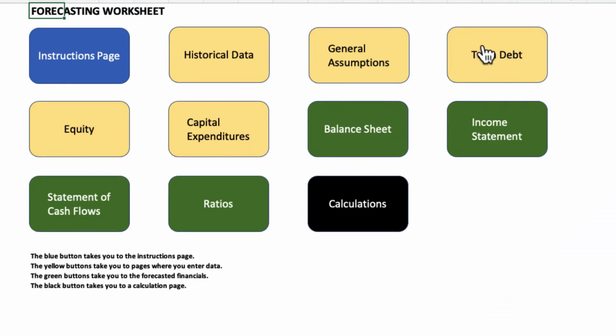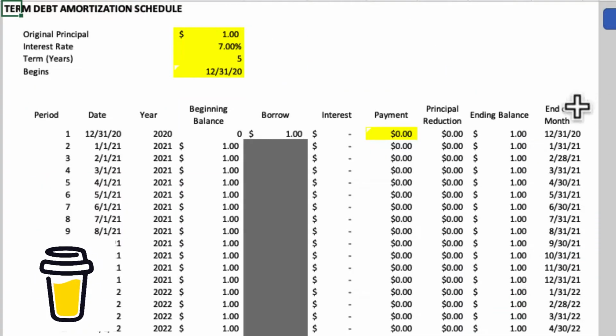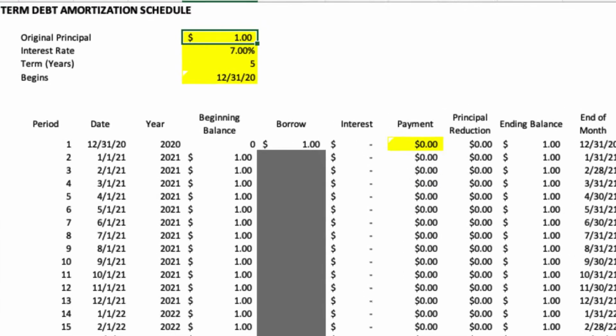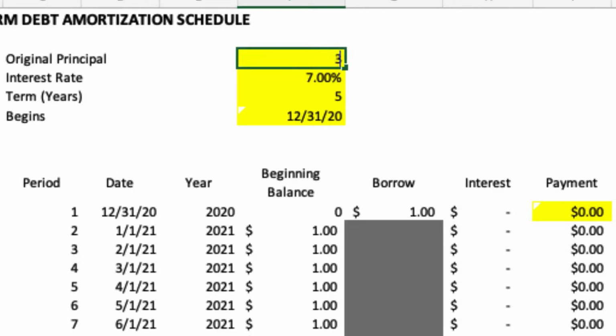The next thing I want to look at is term debt. Now if your company took out a loan, either with a bank or with a friend or relative, you should put it in here. Let's put in here that we borrowed $350,000.